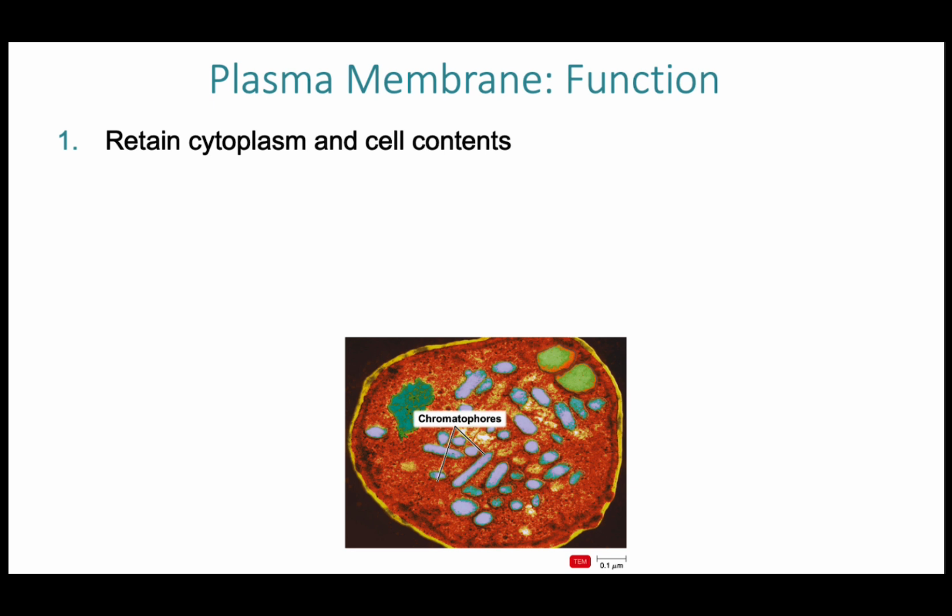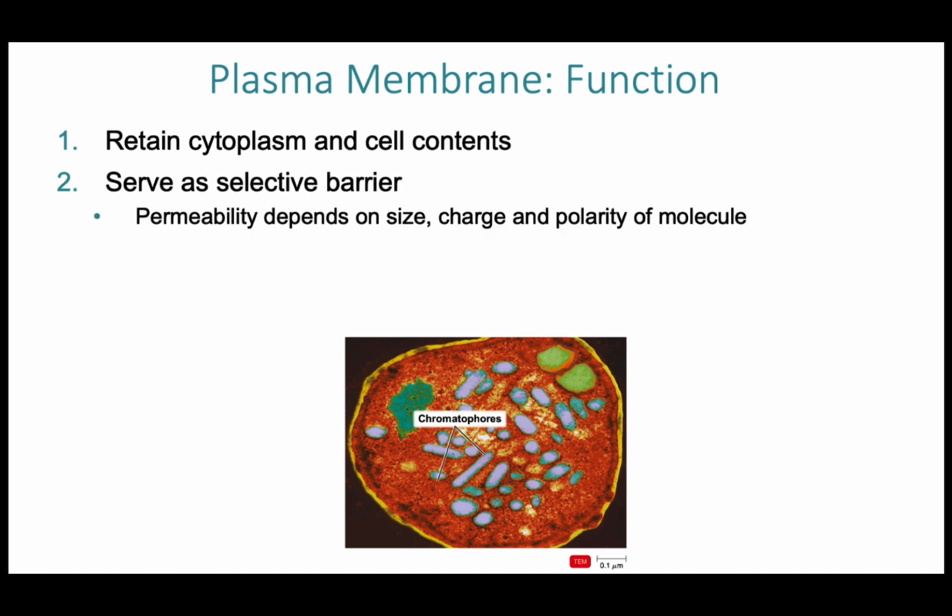And the function of the plasma membrane specifically is, like I said, to keep the things inside the cell that need to be in the cell. So it's a container. But it also can serve as what we call a selective barrier. The plasma membrane itself, not considering the proteins or anything like that, only lets certain things in. They usually have to be very, very small. And it can also depend on the charge or the polarity of the molecule.